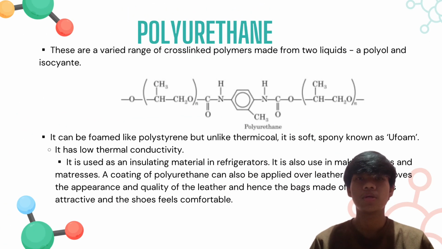Fifth is polyurethane. These are a varied range of cross-linked polymers made from two liquids, a polyol and isocyanate. It can be foamed like polystyrene, but unlike thermocol, it is soft, spongy, known as U-foam. It has low thermal conductivity, and it is used as an insulating material in refrigerators. It is also used in making pillows and mattresses.